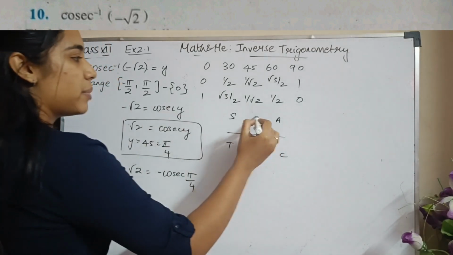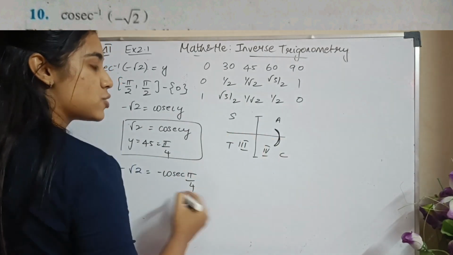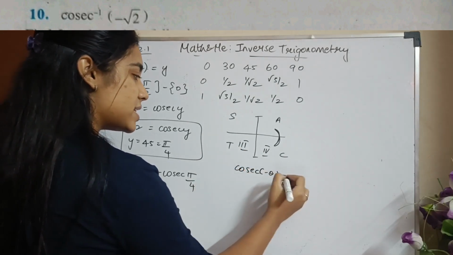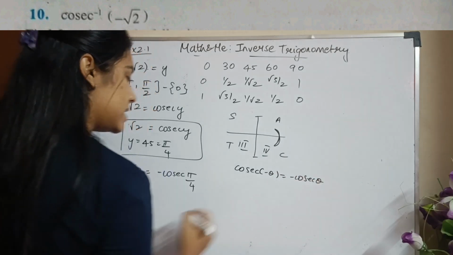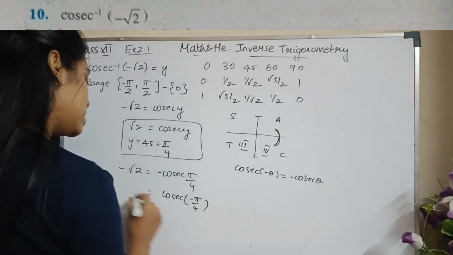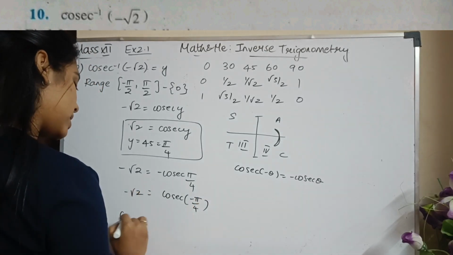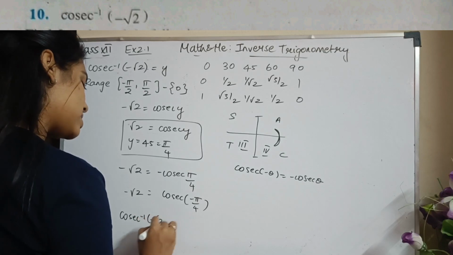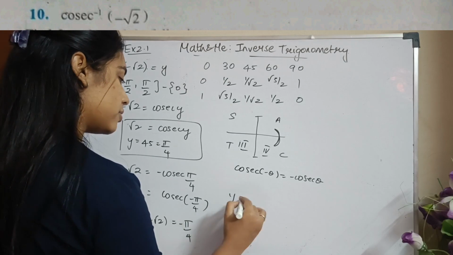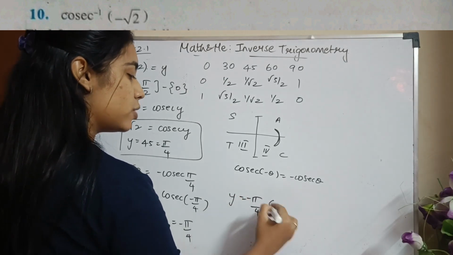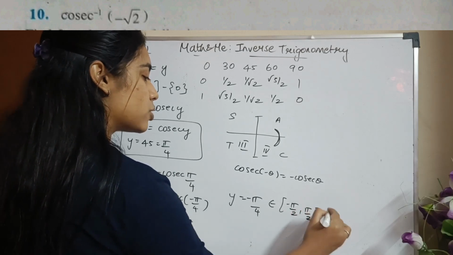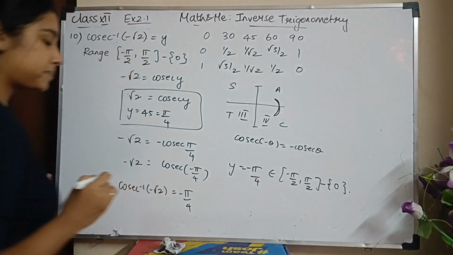We are dealing with pi by 2 and minus pi by 2, so I can only look at these two quadrants. So how can I write my value in my fourth quadrant? Cosecant of minus theta equals minus cosecant theta. Correct? So this I can also write as cosecant of minus pi by 4 equals minus root 2. Taking cosecant on the other side, cosecant inverse of minus root 2 equals minus pi divided by 4. So what is my value of y? y equals minus pi by 4, and it belongs to the range of minus pi by 2 to pi by 2 excluding the value 0. Okay.